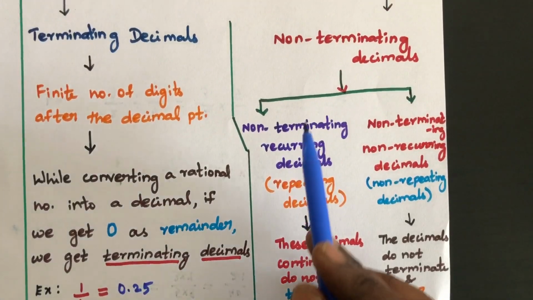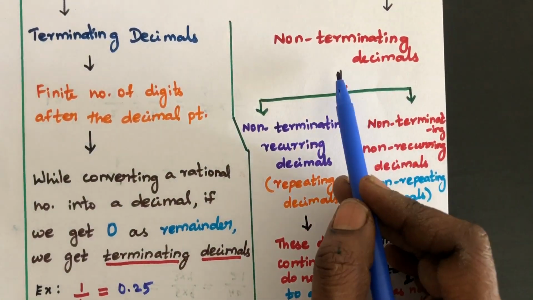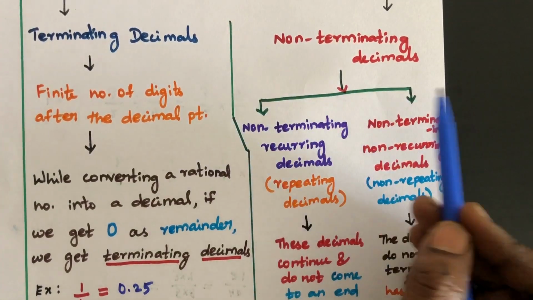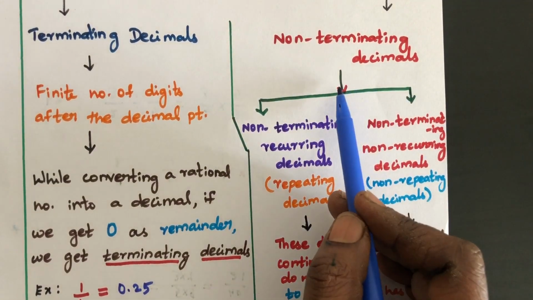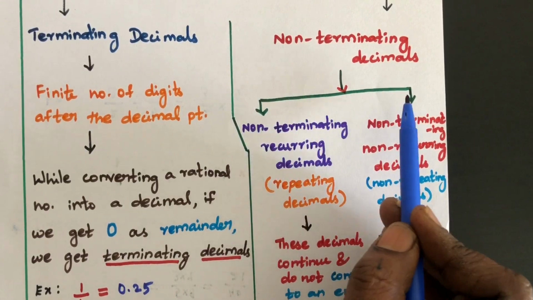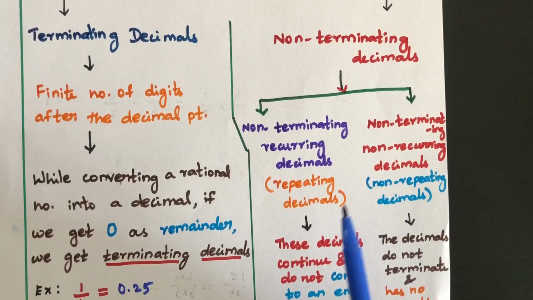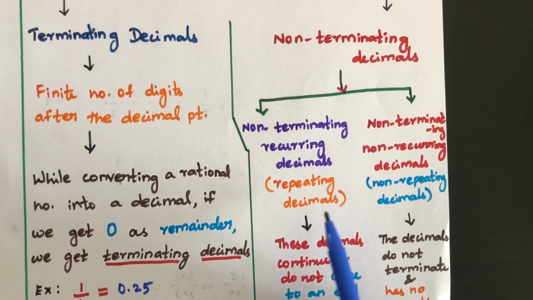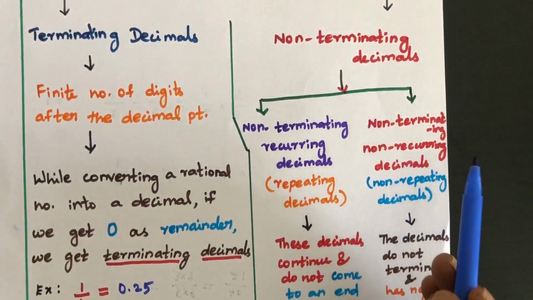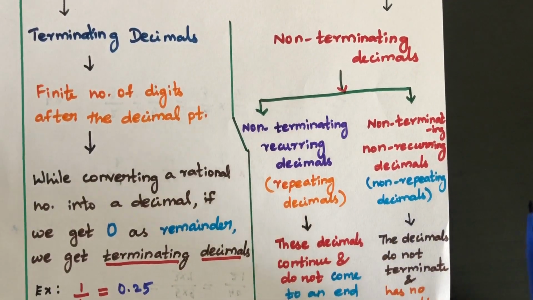Now come here, non-terminating decimals. Non-terminating decimal means it won't end. Non-terminating decimals are also classified into 2 types. Non-terminating recurring decimals: that means after the point, repeating numbers come. Repeatedly the same number will come. Non-terminating non-recurring decimal means the decimals will continue but the numbers are different each time.